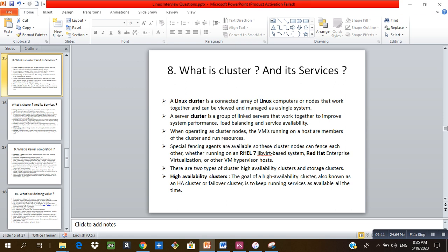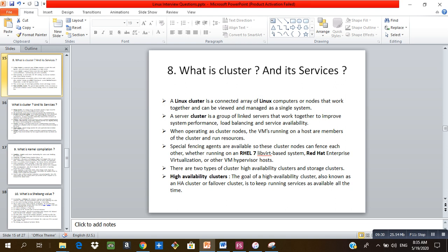When operating cluster nodes, the VMs running on a host are members of the cluster and run resources. Special fencing agents are available, so these cluster nodes can fence each other, whether running on a RHEL based system, RHEL enterprise virtualization or other VM hypervisor host.